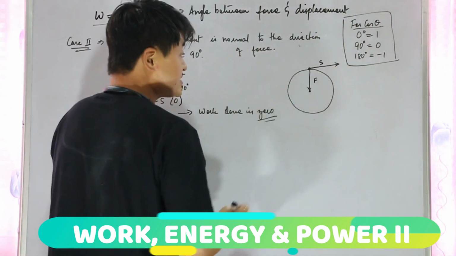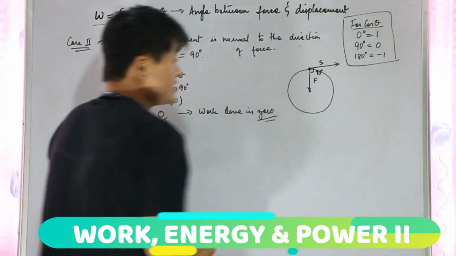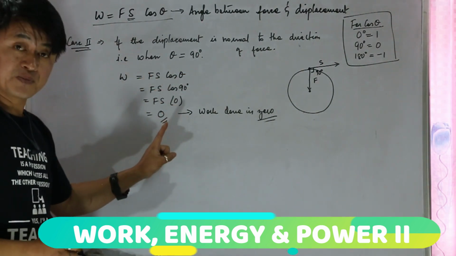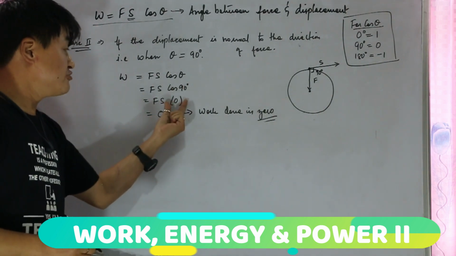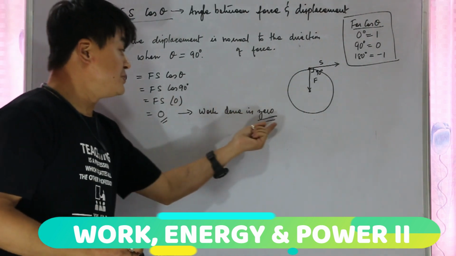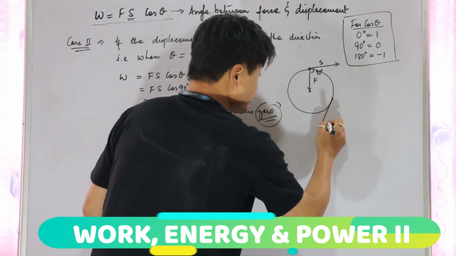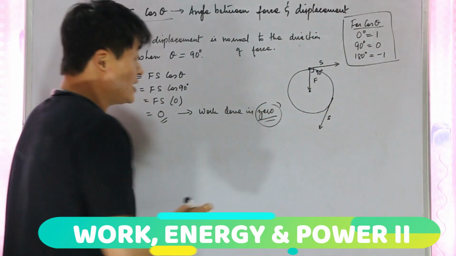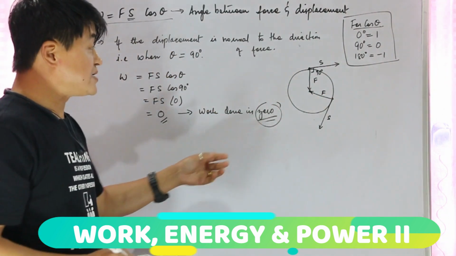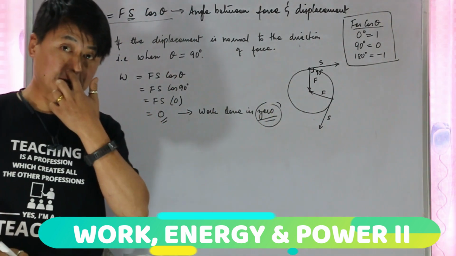Displacement will be in this direction. At that time, the angle between the force and the displacement is 90 degrees. So when the angle between the force and the displacement is 90 degrees, cos theta will be cos 90 degrees, and cos 90 degrees is 0, so the work done will be 0. At every point, if you see, this is the displacement and the force is applied in this direction. The force is always directed towards the center of the circle when the body is moving in a circular path.